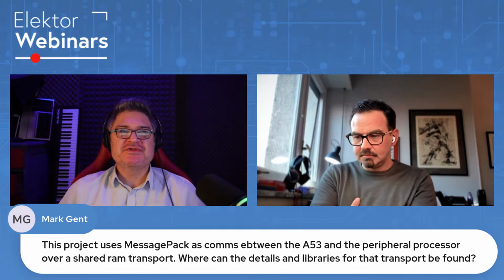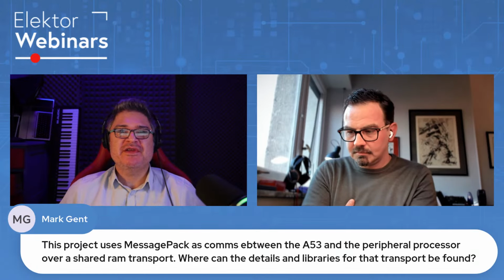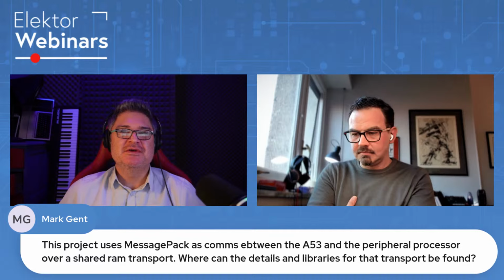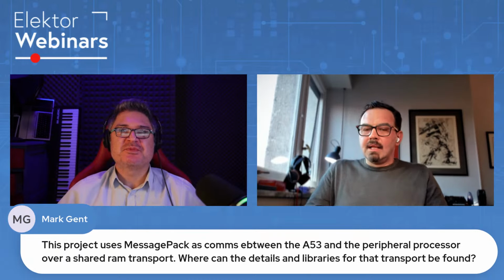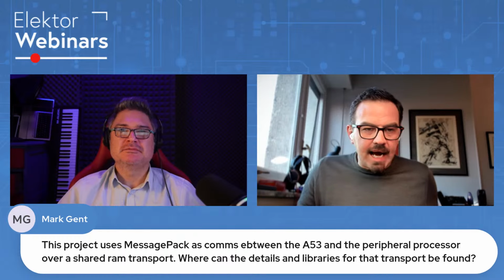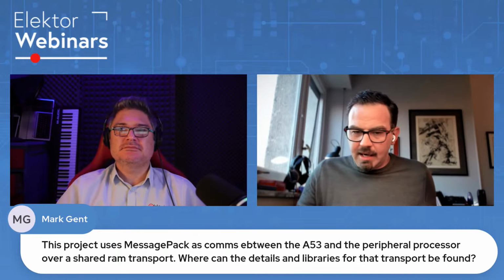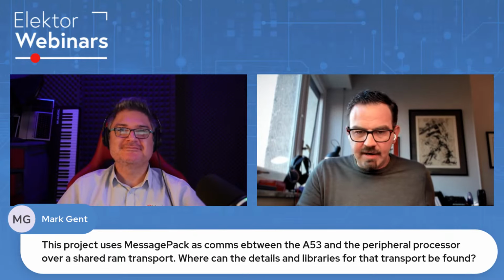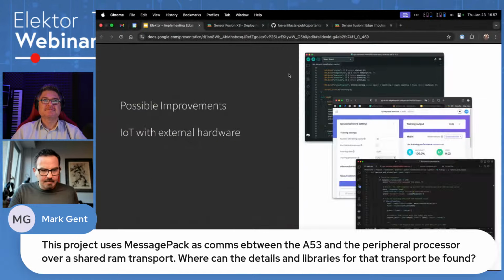The project uses MessagePack as comms between the A53 and the peripheral processor over a shared RAM transport. Where can the details and libraries for that transport be found? Let me show a slide. I was expecting this question, and I have a few slides for you.